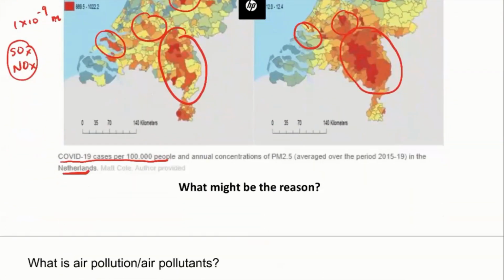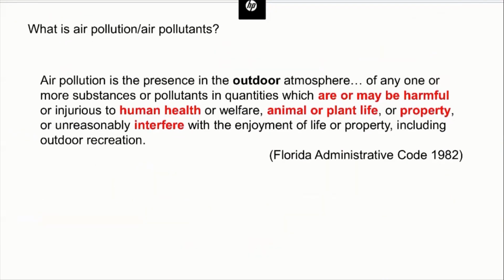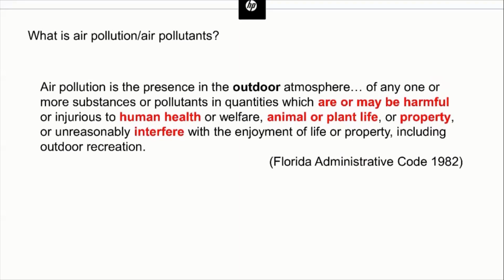But let's get back to our question here. What is air pollution, or what are air pollutants? According to a more rigorous definition, here I'm showing the Florida Administrative Code. Here they define air pollution as the presence in the outdoor atmosphere, right? So we're specifically talking about the environment outdoors, although we know that people spend more time indoors. Actually, on average, each American spends around 90% of the time indoors.